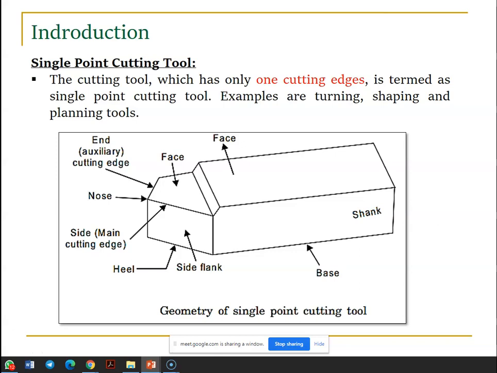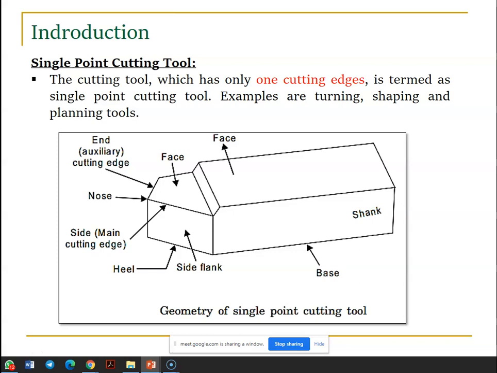If there is more than one cutting edge, it is a multiple cutting edge tool. An example is the drill bit, which is a multi-point cutting tool. A single point cutting tool has only one cutting edge. Based on position, orthogonal and oblique are different classifications.